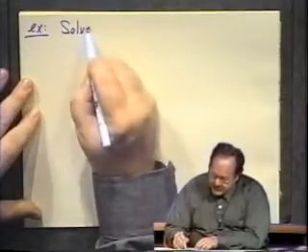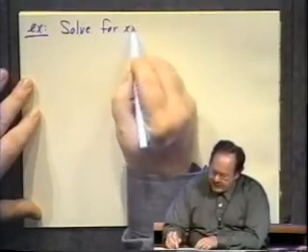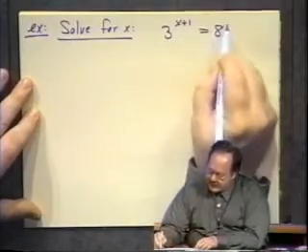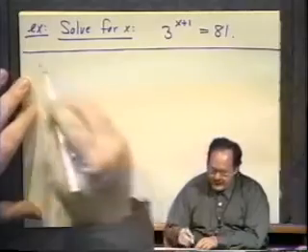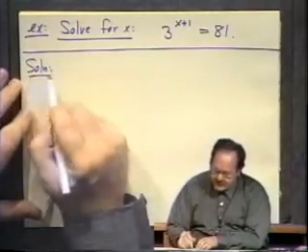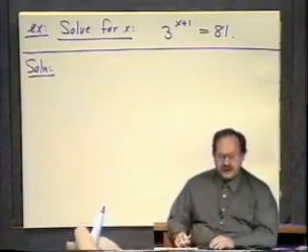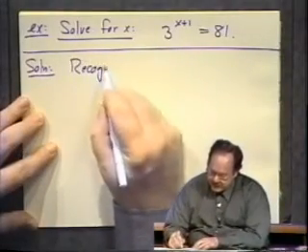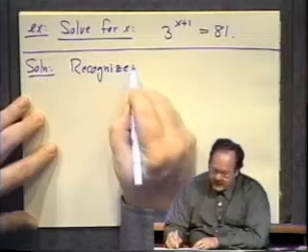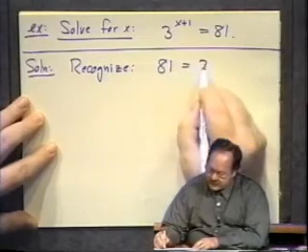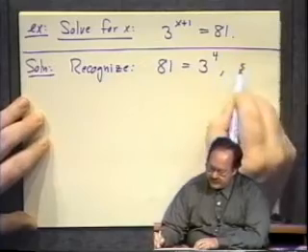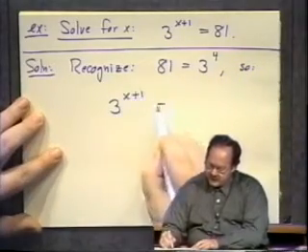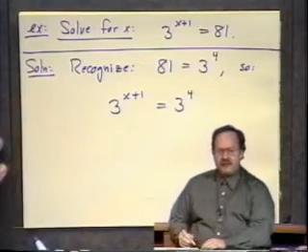So here's the easiest one of all. Solve for x. 3 to the x plus 1 equals 81. Now, you can apply the techniques we'll learn later, but the easiest way to do this is to use your powers of recognition and recognize that 81 is just 3 to the 4th power. So, what happens to the equation? It is now 3 to the x plus 1 equals 3 to the 4th power.